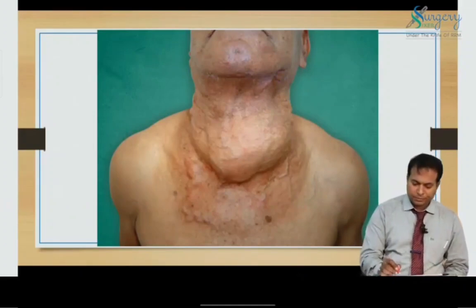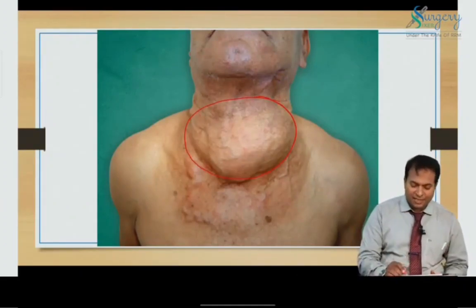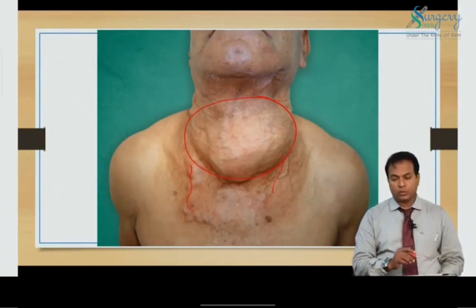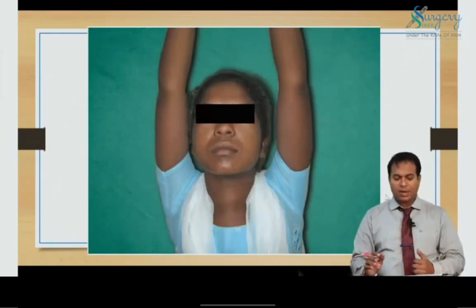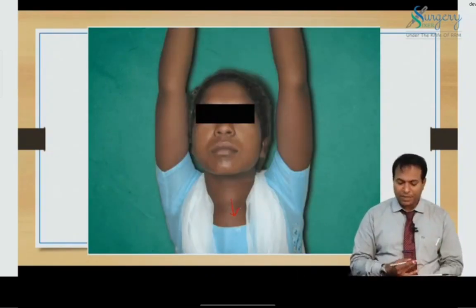So this is a huge goiter which is going for a retrosternal extension, and that is superior vena cava compression. You can see there are dilated veins. So this is a long-standing multinodular goiter going for compression. So this girl is having a retrosternal extension, and I am doing a Pemberton sign for this girl.